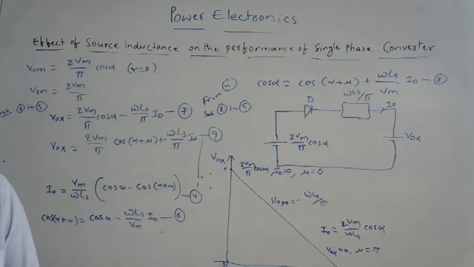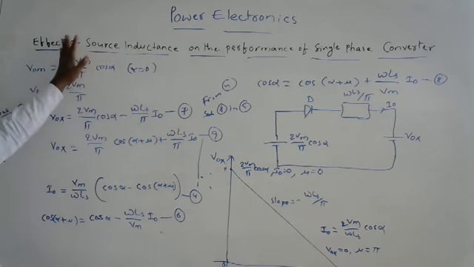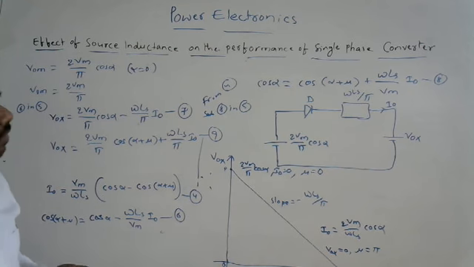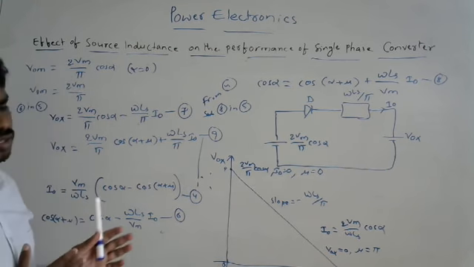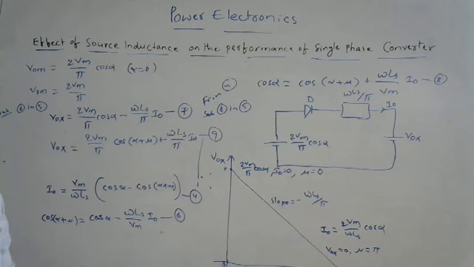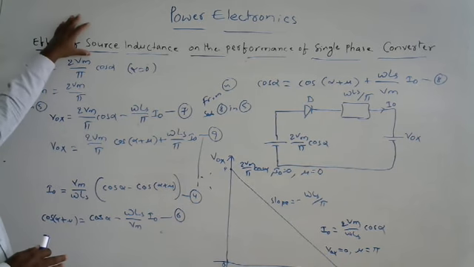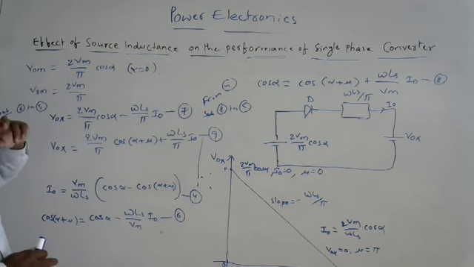So this is all about the effect of source inductance on the performance of the single phase converter. As with the source inductance, we may be having source resistance, or some capacitive source, and then there is the effect of capacitance. But according to our syllabus, we are only considering the source inductance effect. Okay, we'll see the other topic in the next video. Thank you.